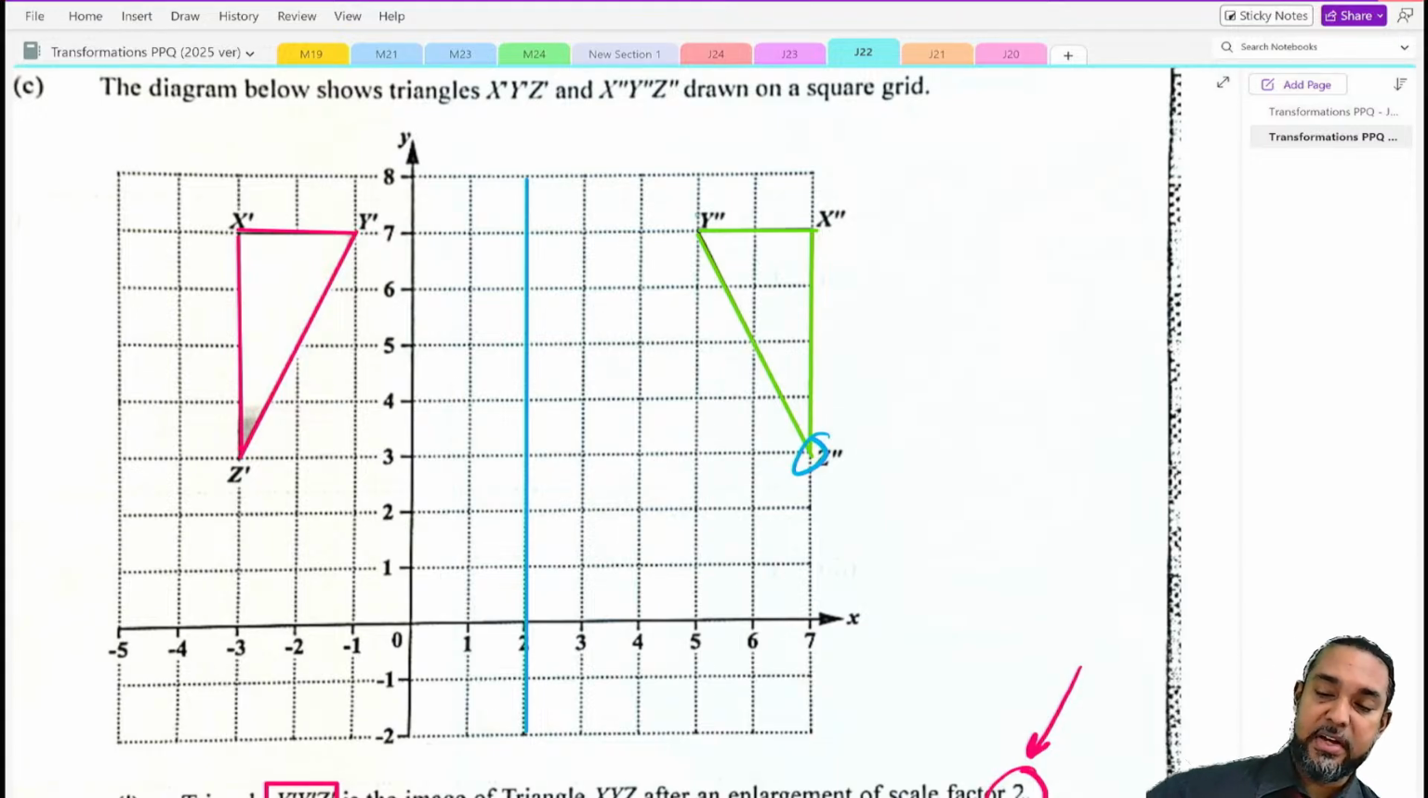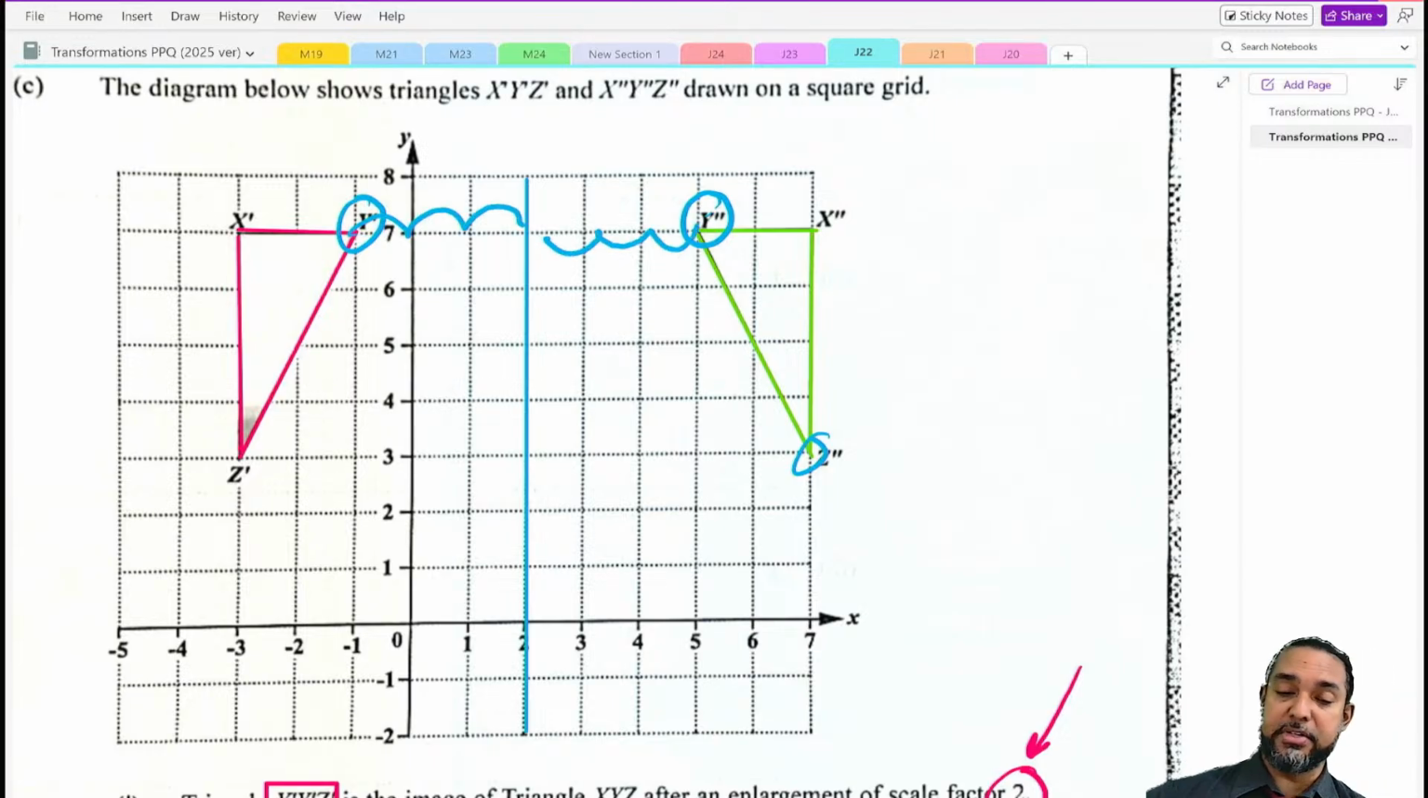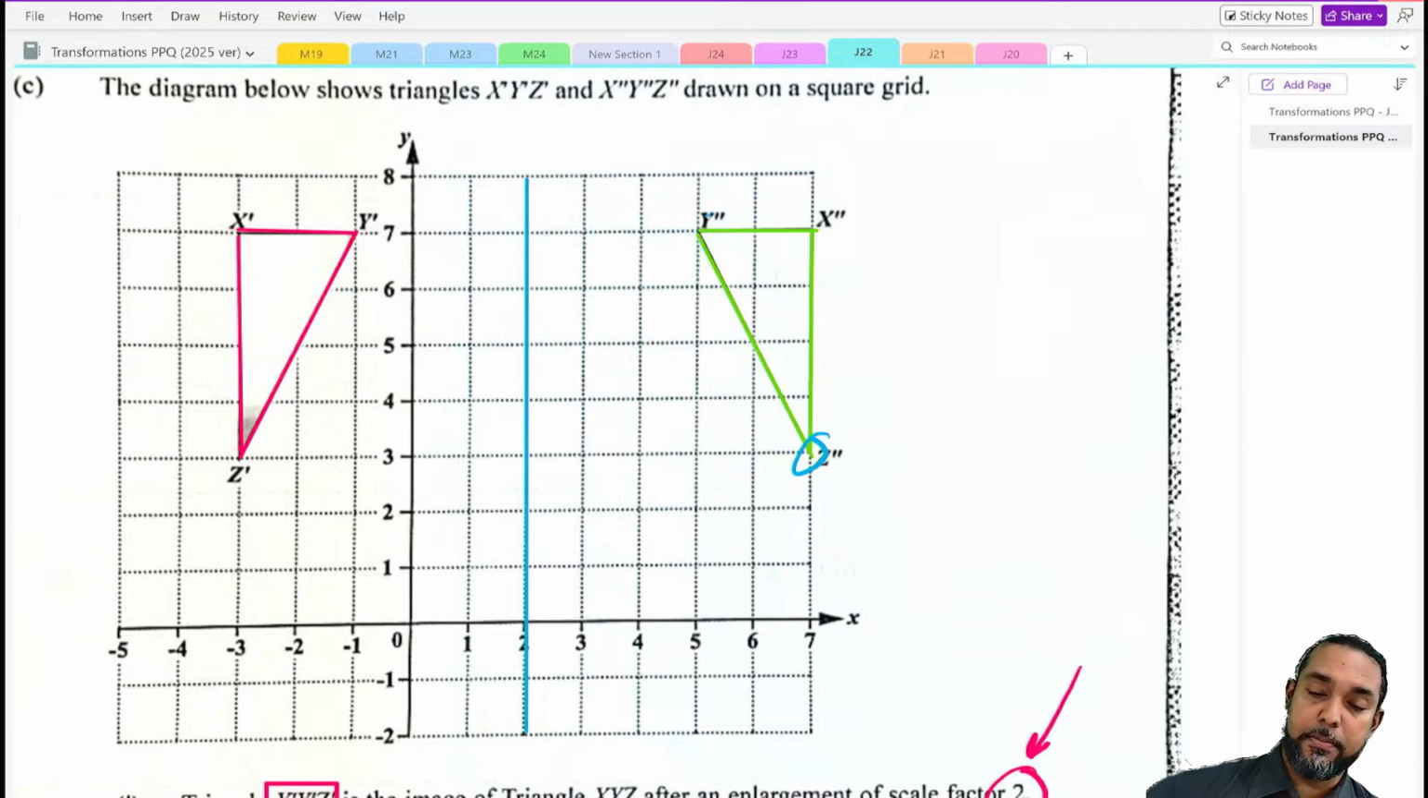Right. And if you examine it, they say Y and Y. 1, 2, 3, 1, 2, 3. So both of those points, which correspond, were the same distance away from the mirror line, right? On opposite sides. Okay. So that line passes through what point on the x-axis?